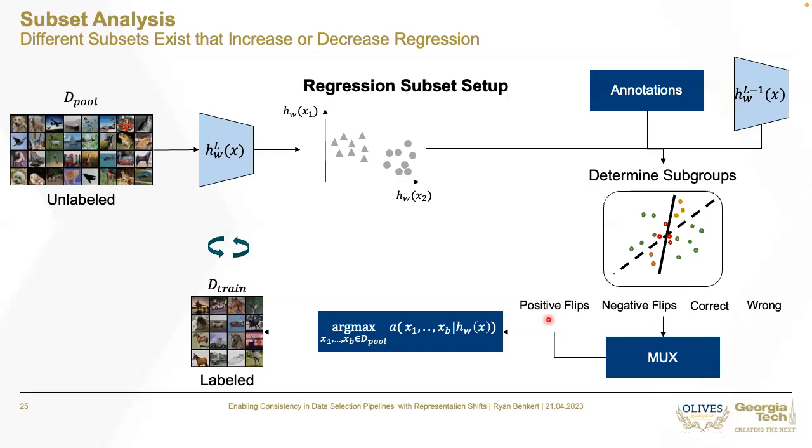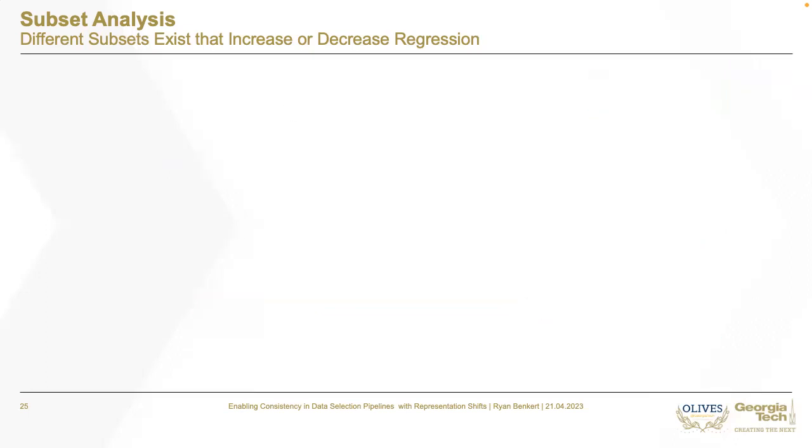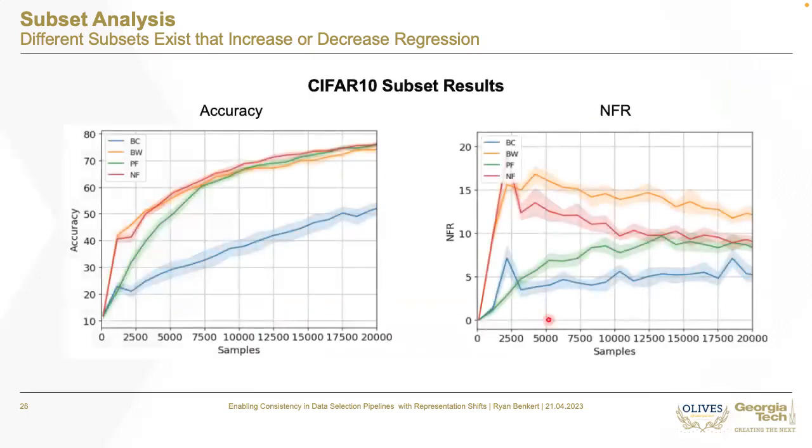Now, what can we expect here? And this is actually really interesting, in my opinion. Let's really take these graphs apart. So what I'm showing you is random sampling, right? So just randomly sampling from these subgroups. But what I'm showing you are these four different subgroups. So both correct, both wrong, positive flips, and negative flips, right?